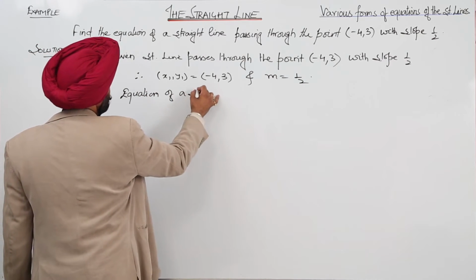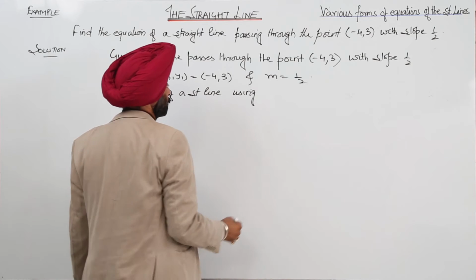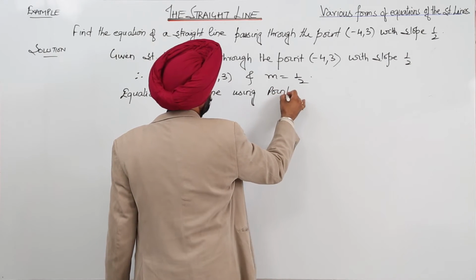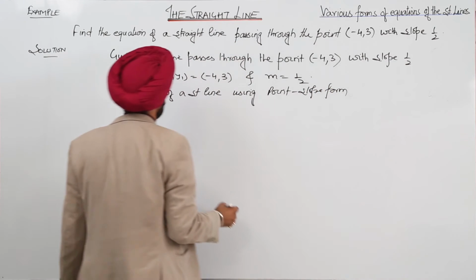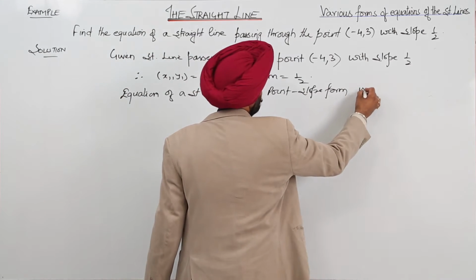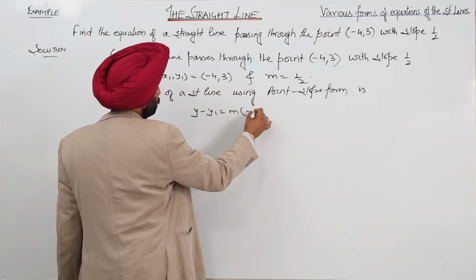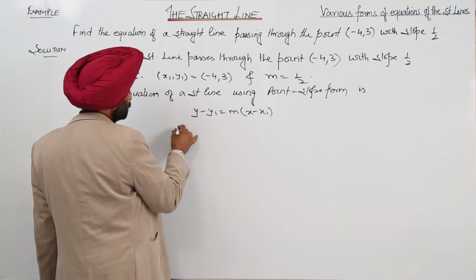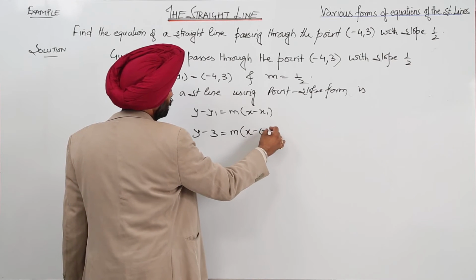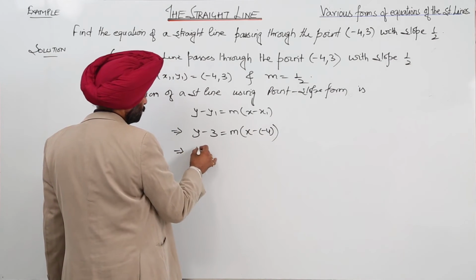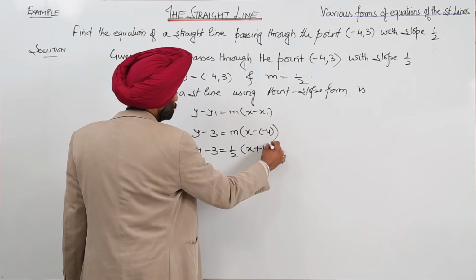Equation of a straight line using the point slope form is y minus y1 is equal to m times (x minus x1). Now, substituting the values, y minus 3 is equal to m times (x minus (-4)). y minus 3 is equal to 1 by 2 times (x plus 4).